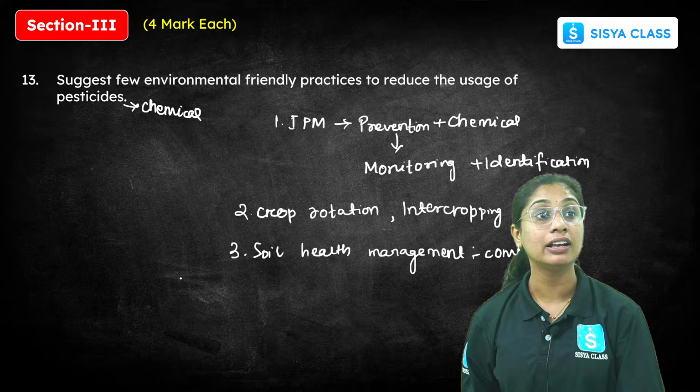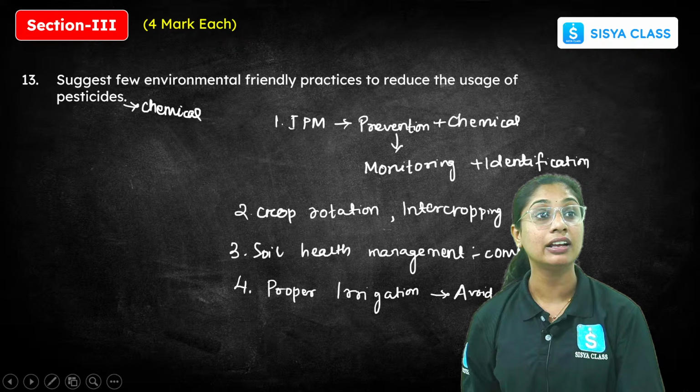Proper irrigation will be a factor also. What is the factor here? Proper irrigation helps avoid overwatering. What will happen if there is overwatering, everyone? Overwatering will lead to high humidity. If there is high humidity, it will attract various insects and weeds. Then we have certain biological controls. Everyone, I'm writing here.